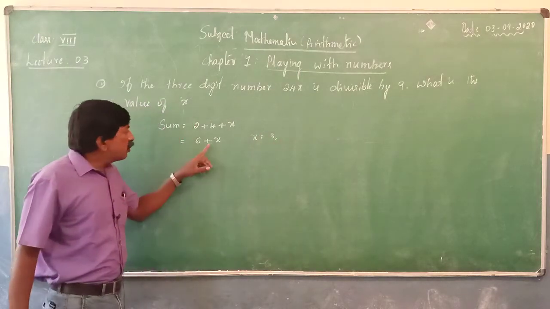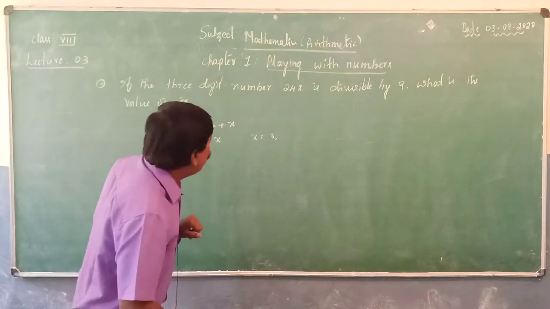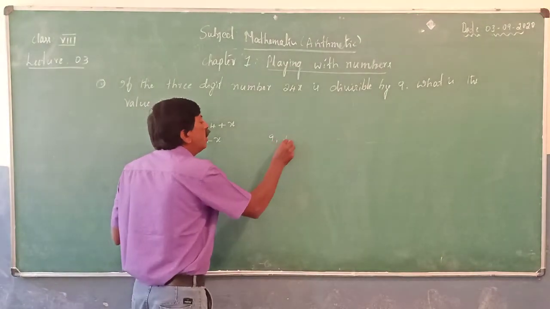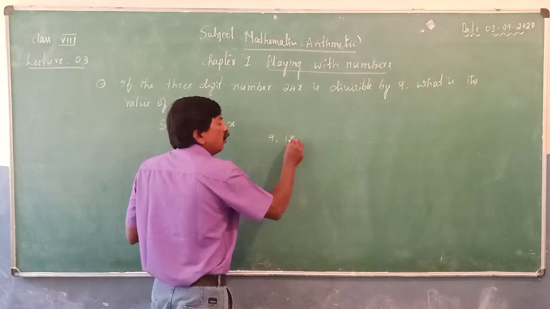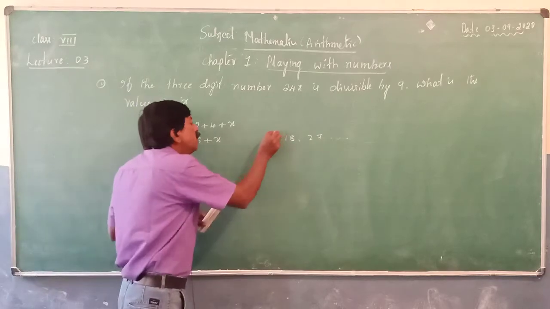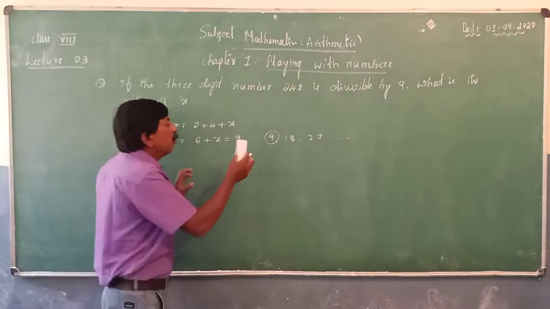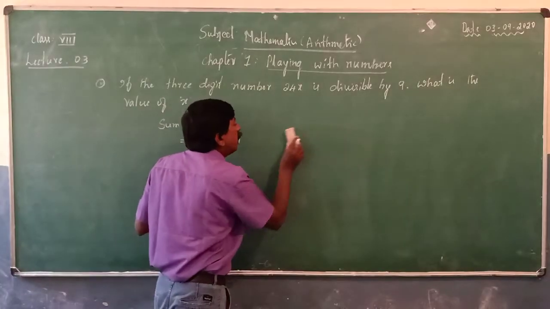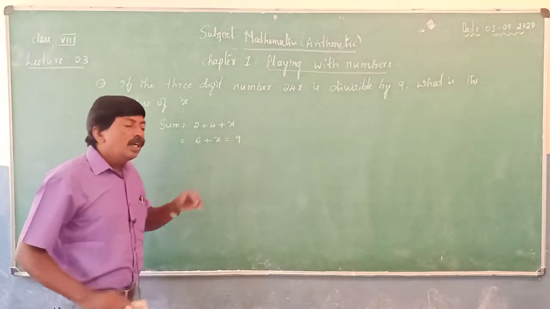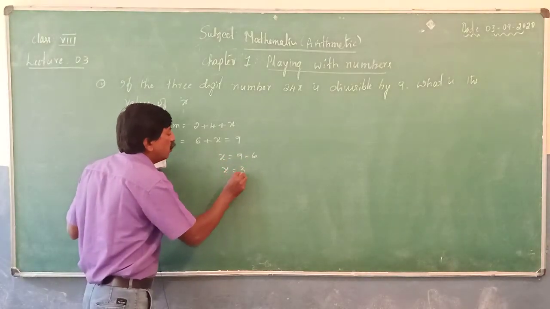x is there in the unit place. The numbers which are divisible by 9 are 9, 18, 27, etc. Among these, you can take 9, because division is the inverse process of multiplication. That must be equal to 9. So now x is equal to 9 minus 6. So now x is equal to 3.